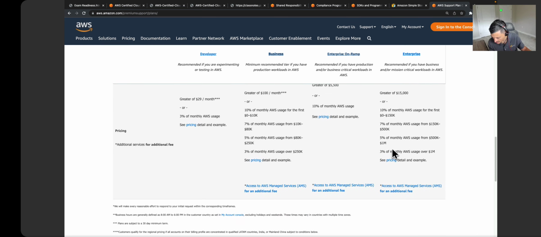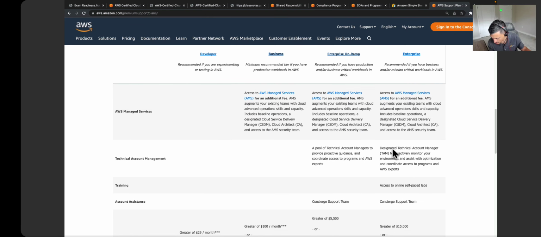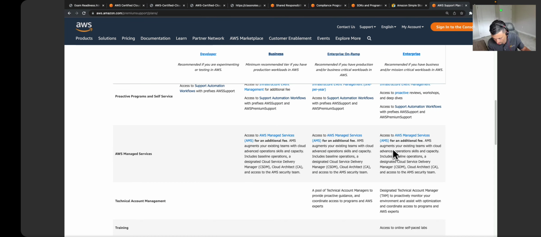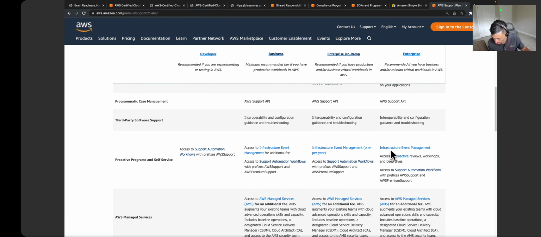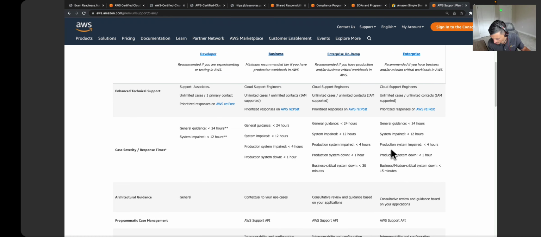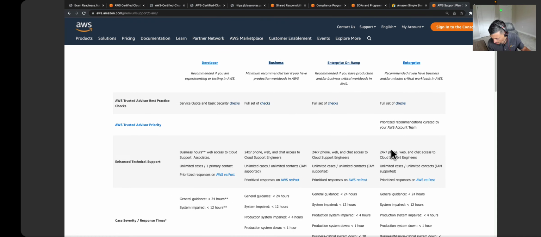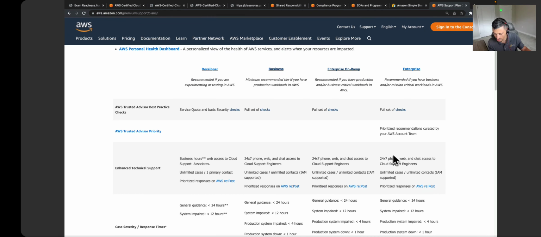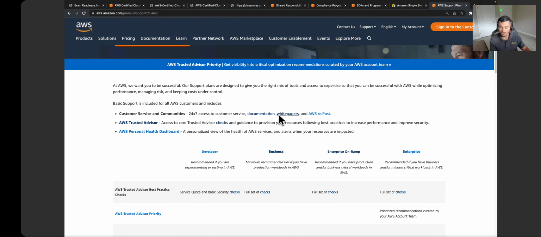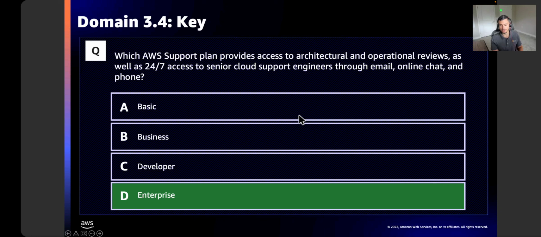Let's see where that is listed. It is listed somewhere. Managed services, cost management. Yeah, so it is listed somewhere. You can look for it, but the only one that provides you with that is the enterprise plan.